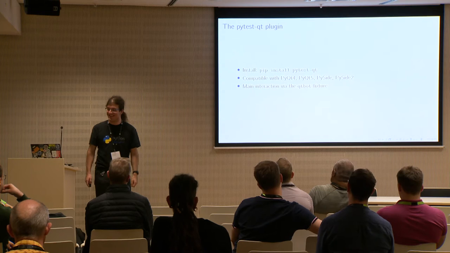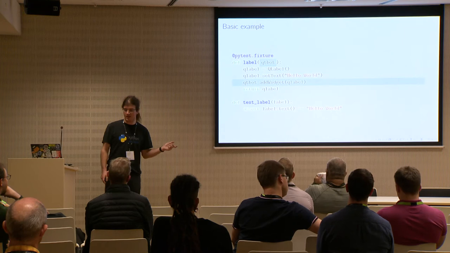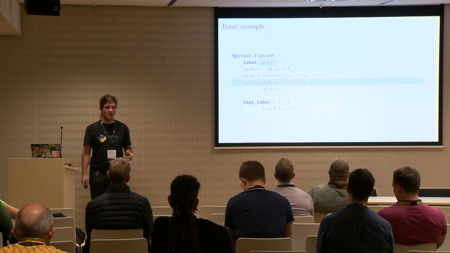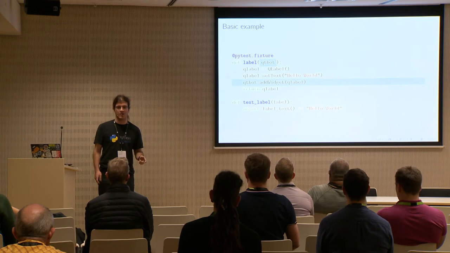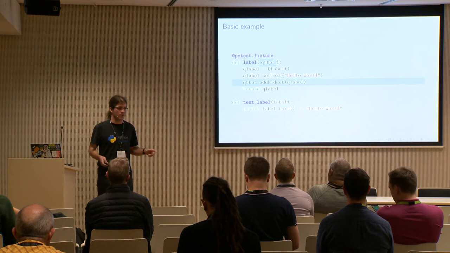So let's take a look at a very basic example. We have a fixture again called label, which uses that QtBot fixture and sets up a label which we want to test later. What it also does is calling QtBot add widget, which is just a way to register widgets, and QtBot will then take care of cleanup. So it will make sure all your widgets are closed again after a test. And it will also allow you to, for example, stop the test and inspect it manually if you're debugging something.